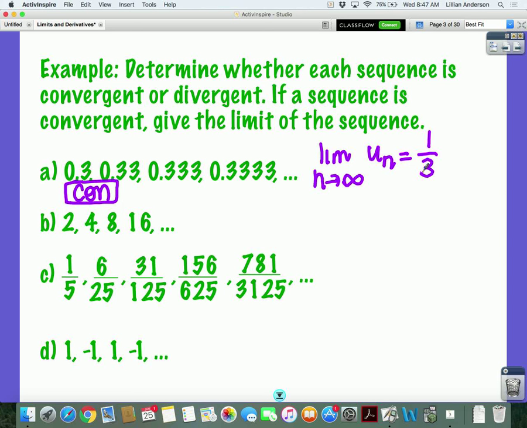What about B? Is that convergent or divergent? Well, if you say convergent, you have to tell me what number we are getting close to. If it's divergent, you need to explain why. So which one? Why is it divergent? It's not going to a specific number. These numbers are actually doing what?